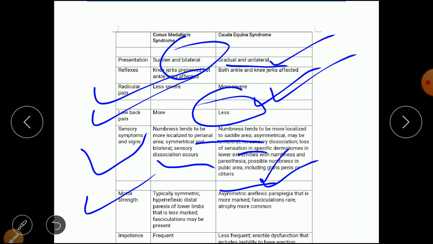Now the motor strength. Sensory is over, motor strength. So typically symmetric, hyperreflexic, distal paresis type of picture in lower limb that is less marked, and fasciculation may be present. In cauda equina, it is asymmetric, areflexic, paraplegia more marked, and fasciculations are rare and atrophy is more common.